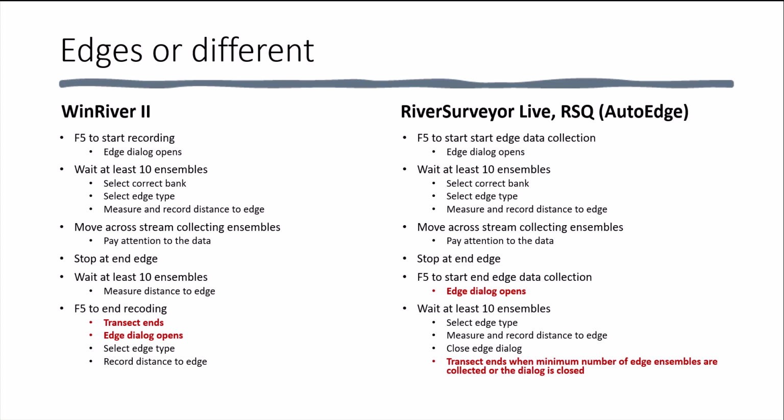When the end edge is reached for River Surveyor Live or RSQ, pressing F5 starts the end edge data collection. The edge dialog opens. Wait at least 10 ensembles. Select edge type, measure and record the distance to the edge, and close the edge dialog. The transect ends when the minimum number of edge ensembles are collected or the dialog is closed, whichever comes last.